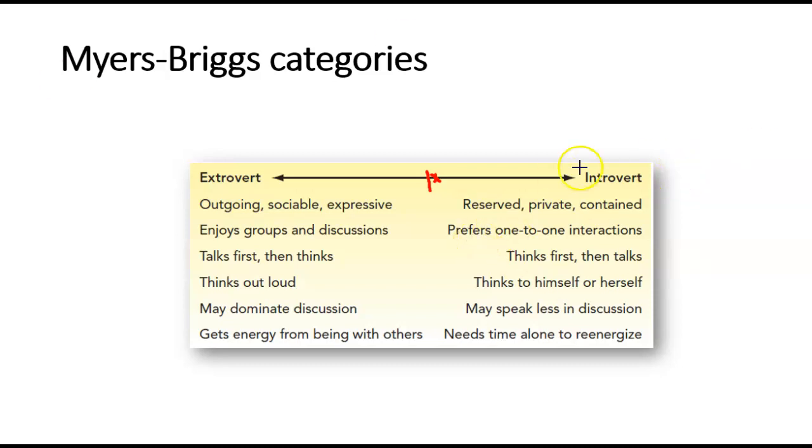So if we look here, introverts prefer one-to-one interactions, where extroverts enjoy group discussions. So how do we typically structure a group? We typically structure it as a group of people doing talk out loud type of interactions, which is good for the extroverts, but it's not a strength for the introverts, right? Or some introverts.